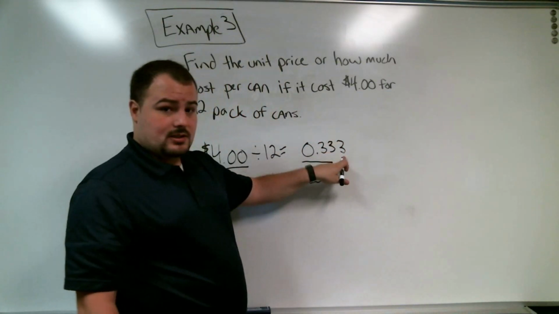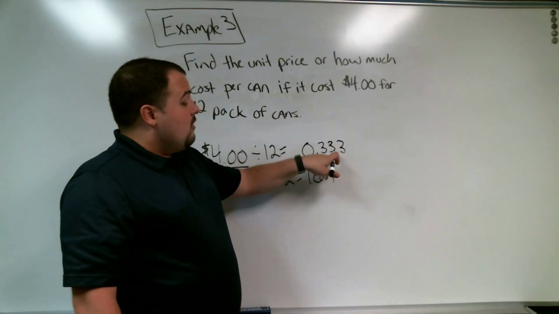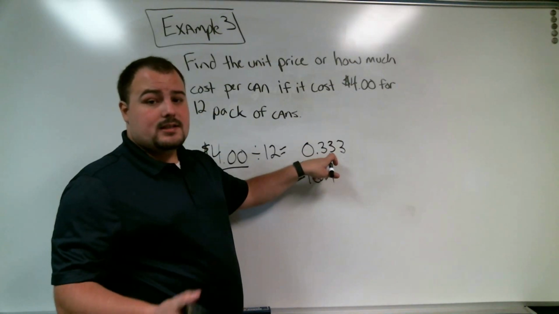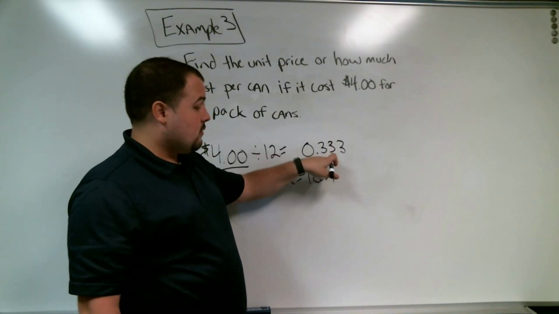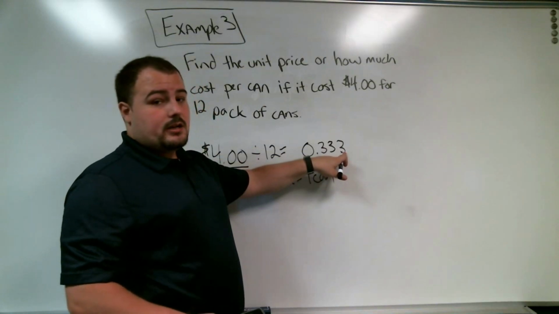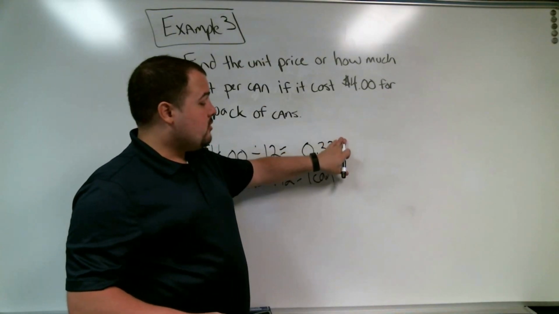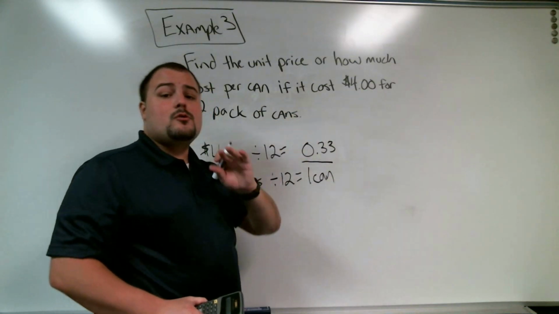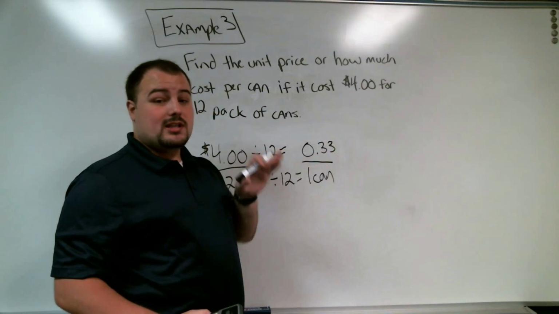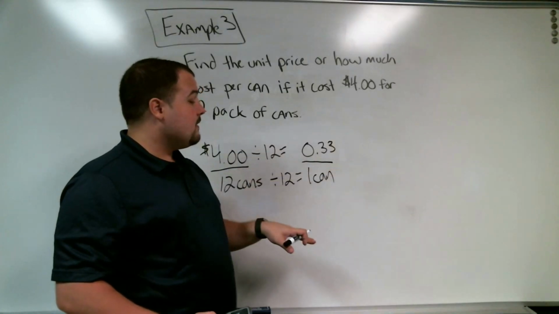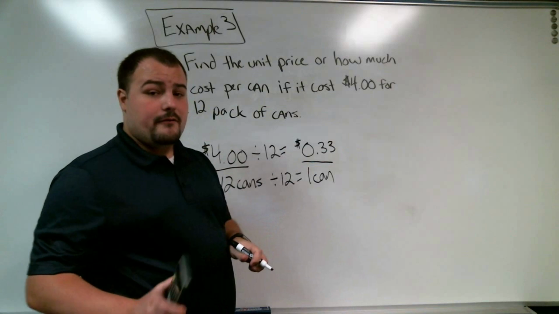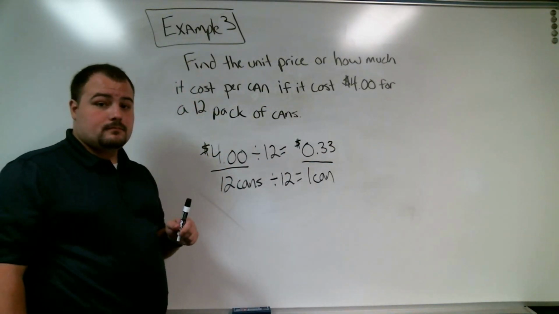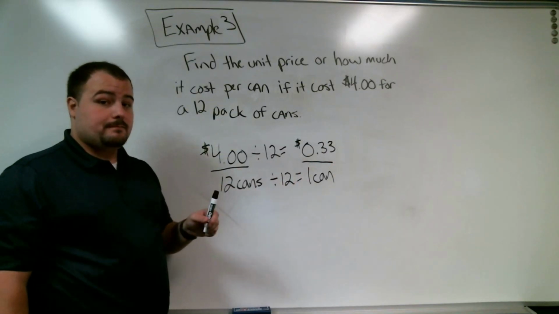So it says 0.333. Now that's the thousandths, the third number right there. We're rounding to the hundredths because money only goes into the hundredths. It takes 100 pennies to make $1. So we look at this 3, we look to the right of it. Since that number is less than 5, we're actually going to just take it off. If it was more than 5, we would round this number up to a 4. But again, 3 was less than 5, so we're just going to drop it off. It costs 33 cents for every can if it costs $4 for 12 cans. And this is our unit rate for this problem.